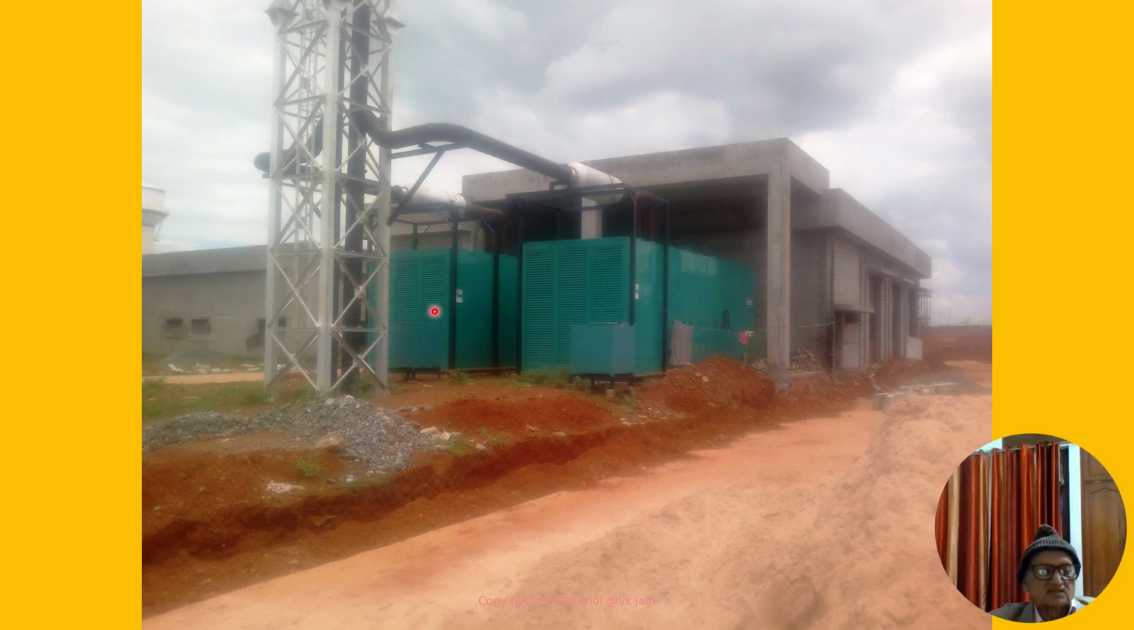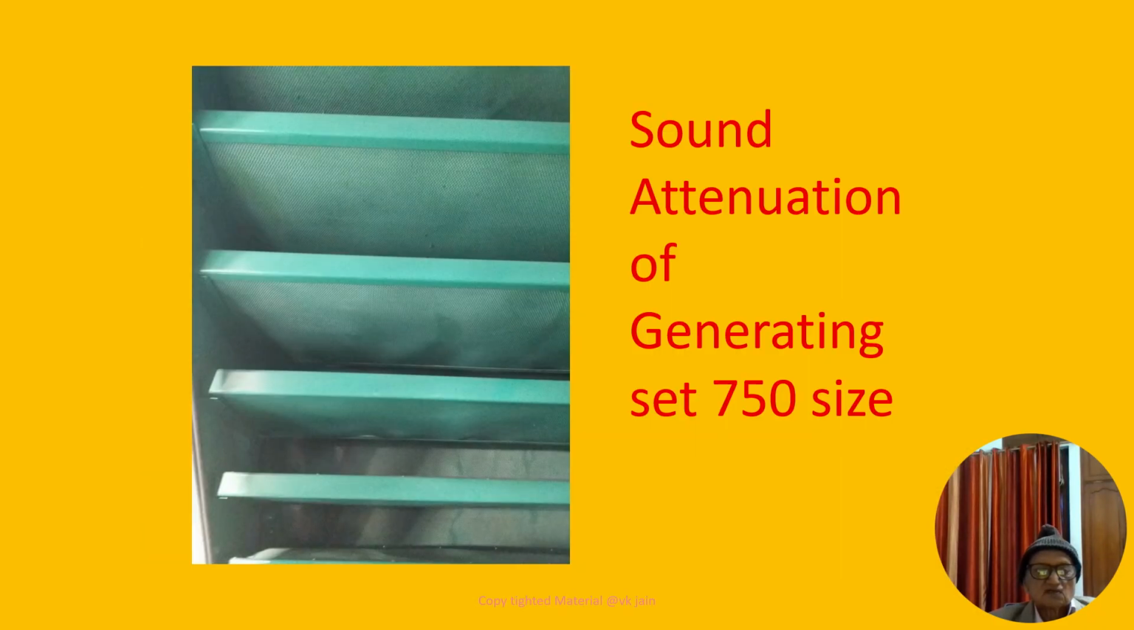So this is a combination of two diesel generating sets at one place, and this shows the structure through which the flue gases are taken out from the generating set. This is one, and this is another, and this is the silencer provided. This is the diagram or picture of sound attenuation of generating sets up to 750 size.